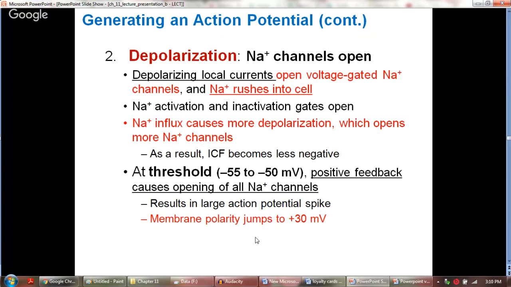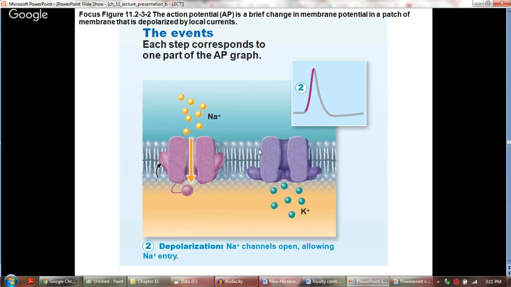And therefore, the membrane polarity can jump to the positive side, plus 30 millivolts. So that is what is being seen here. At the threshold level, around minus 55 to minus 50, positive feedback leads to lots of sodium channels opening up. Sodium gushes in, and then the membrane inside becomes more positive, which is less negative, and then the voltage spike is seen in the action potential graph.